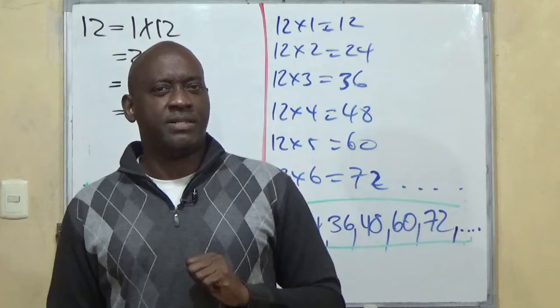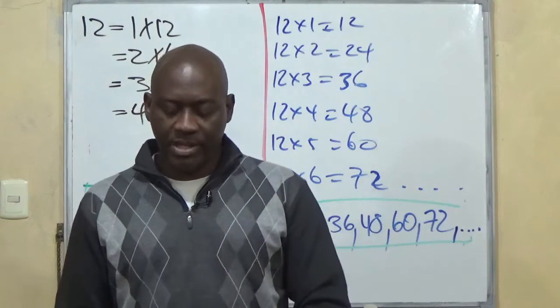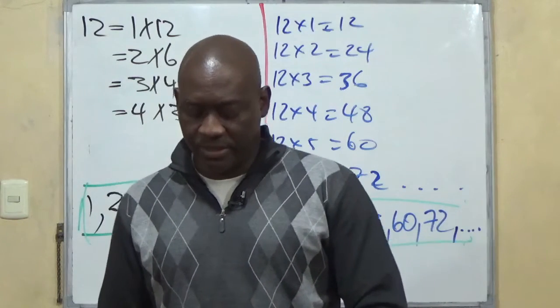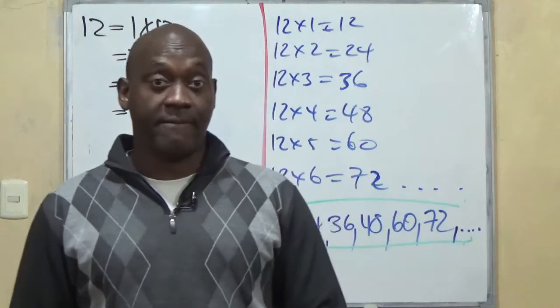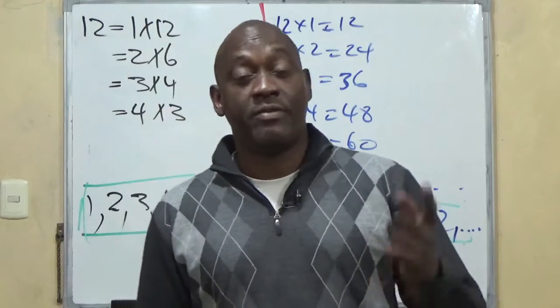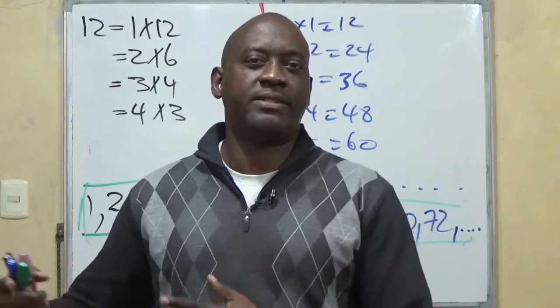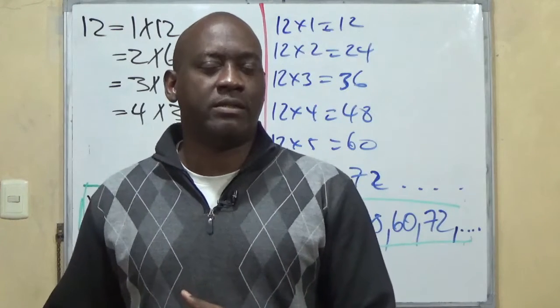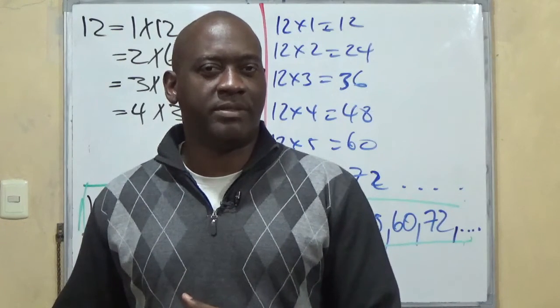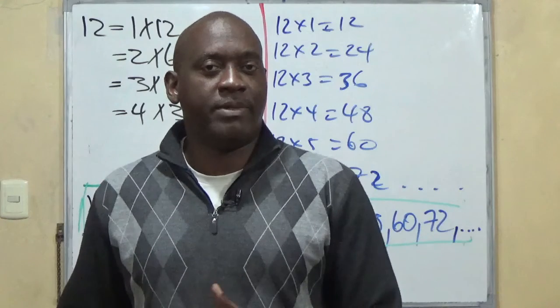How many multiples does 15 have? 15 by 1 is 15. 15 by 2 is 30. 15 by 3 is 45. 15 by 4 is 60. 15 by 5 is 75, etc., etc., etc. There is no end to the multiples of 15. So the multiples don't really stop.